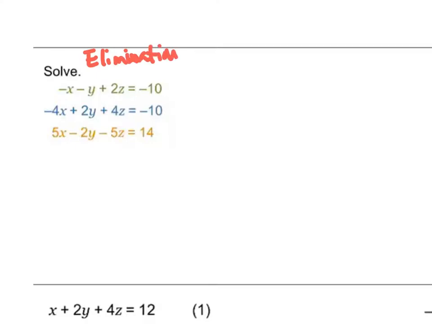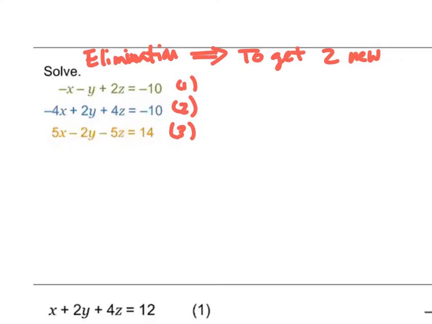I'm going to number these equations as equation 1, equation 2, and equation 3. What I want to do is use elimination to get two new equations with two variables.